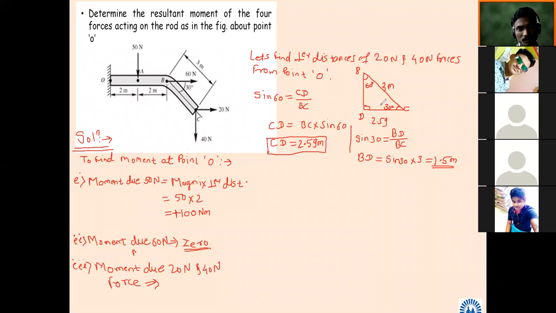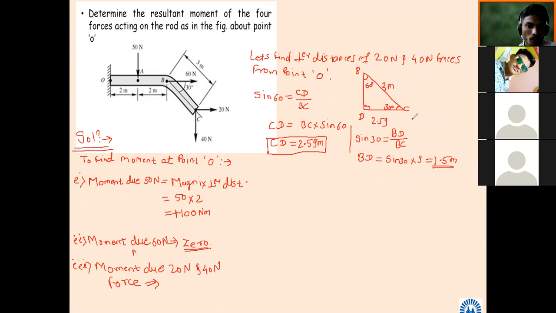How much is it? Root 3 by 2. Very good. On the other hand, what is the property of the 45-45-90 triangle? 1 upon root 2 into hypotenuse. Very good. Very nice. Actually, I was expecting this answer.